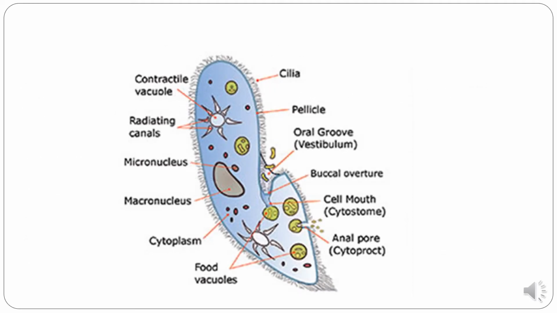Here in the figure you see the Paramecium. This is the contractile vacuole, micronucleus, macronucleus, cytoplasm, food vacuoles. This is the anal pore, cell mouth. This one is the vestibulum, oral groove, pellicle, cilia.